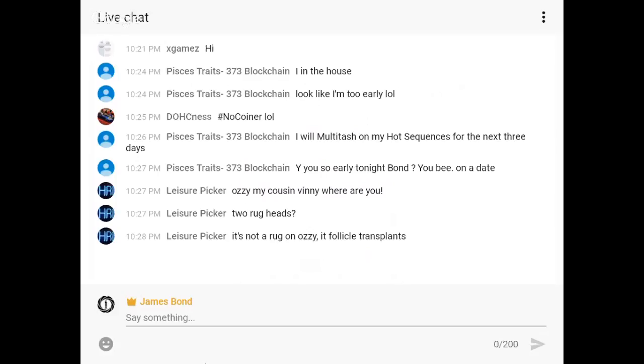Dual Overhead Cabinet says hashtag no coiner. Yeah, I saw that today and I was like, what the hell? I've never heard of a no coiner, which I kind of know what it is. It's obviously a person who has no coins. But what exactly does it mean, and why is it brought up? It's interesting that this terminology is being floated around. I'll get into it a little bit later. I will multitask on my hot sequences for the next 3 days.